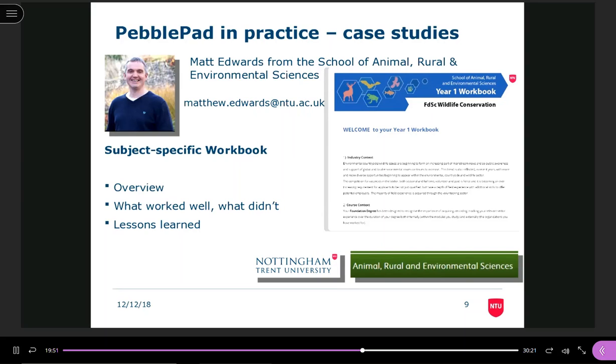His students particularly liked Pebble Pocket, the little app that goes with this, because they're really practical subjects. So students were recording themselves doing hedging. I don't know anything about hedging, but I'm sure that lends itself well to a video, and they were able to pop that straight into PebblePad and into their workbook. So that's been a big hit with the students out at Southall.